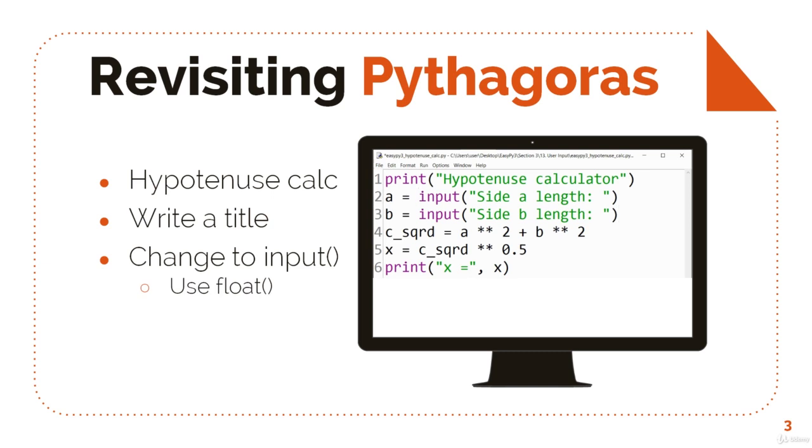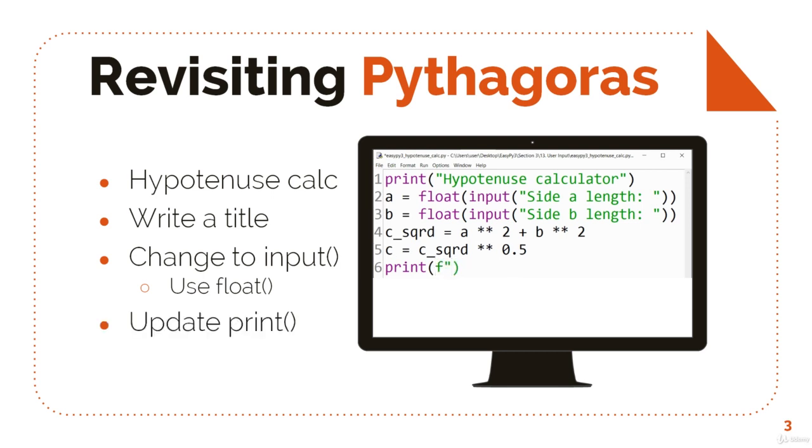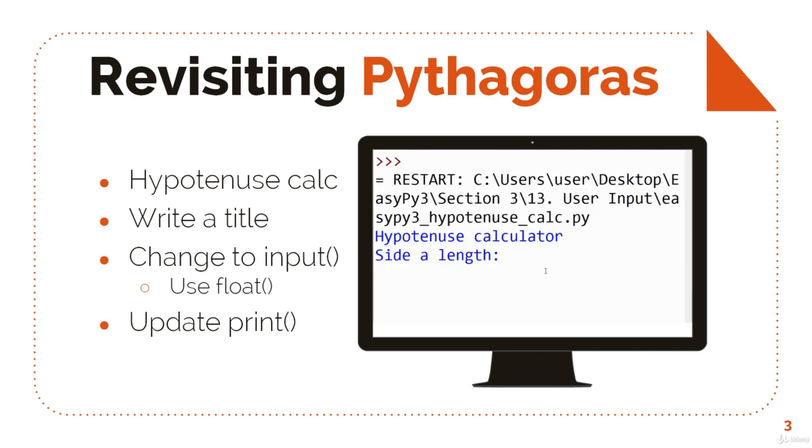We need to make sure we cast the input into floats so we don't get a string result. The calculation is already done from last time, so there's nothing to change there. And we'll finish off by updating the print function to include an f-string so we can include the variable. Okay, let's go ahead and run it, and we can test it by using the values from last time. And we get 75 again.